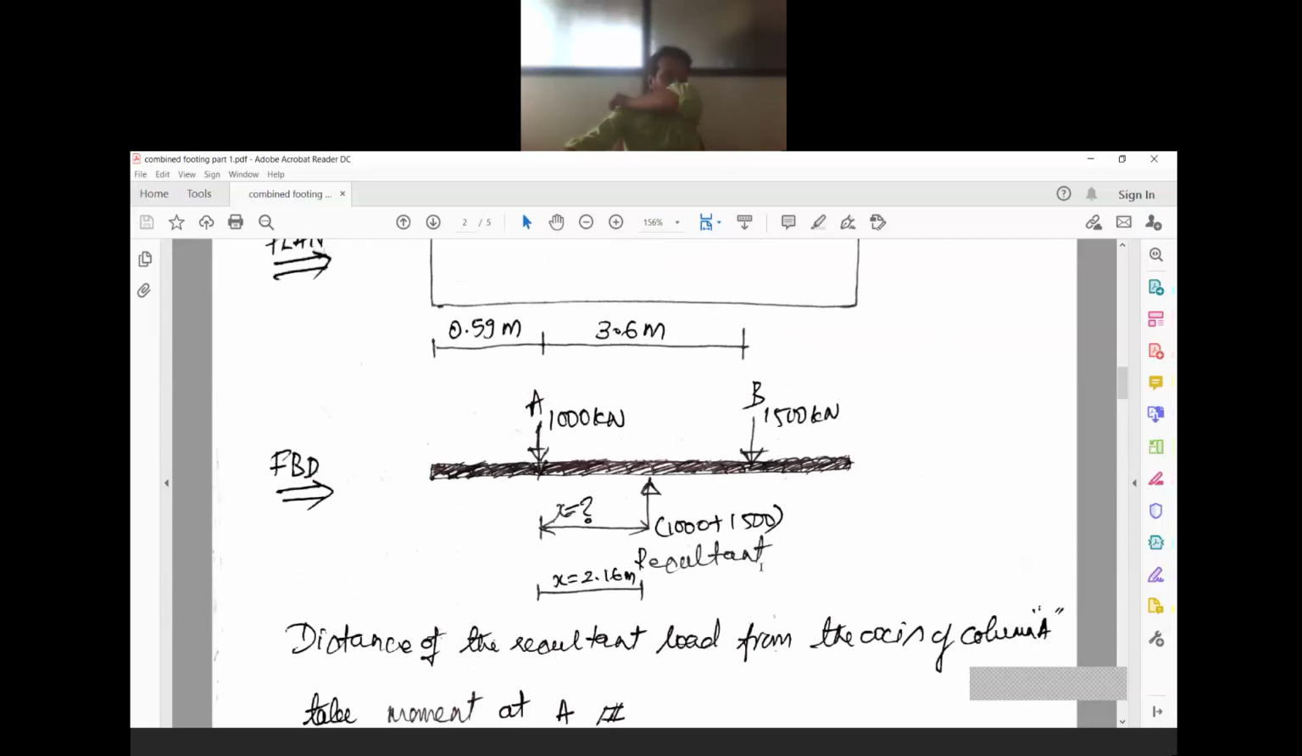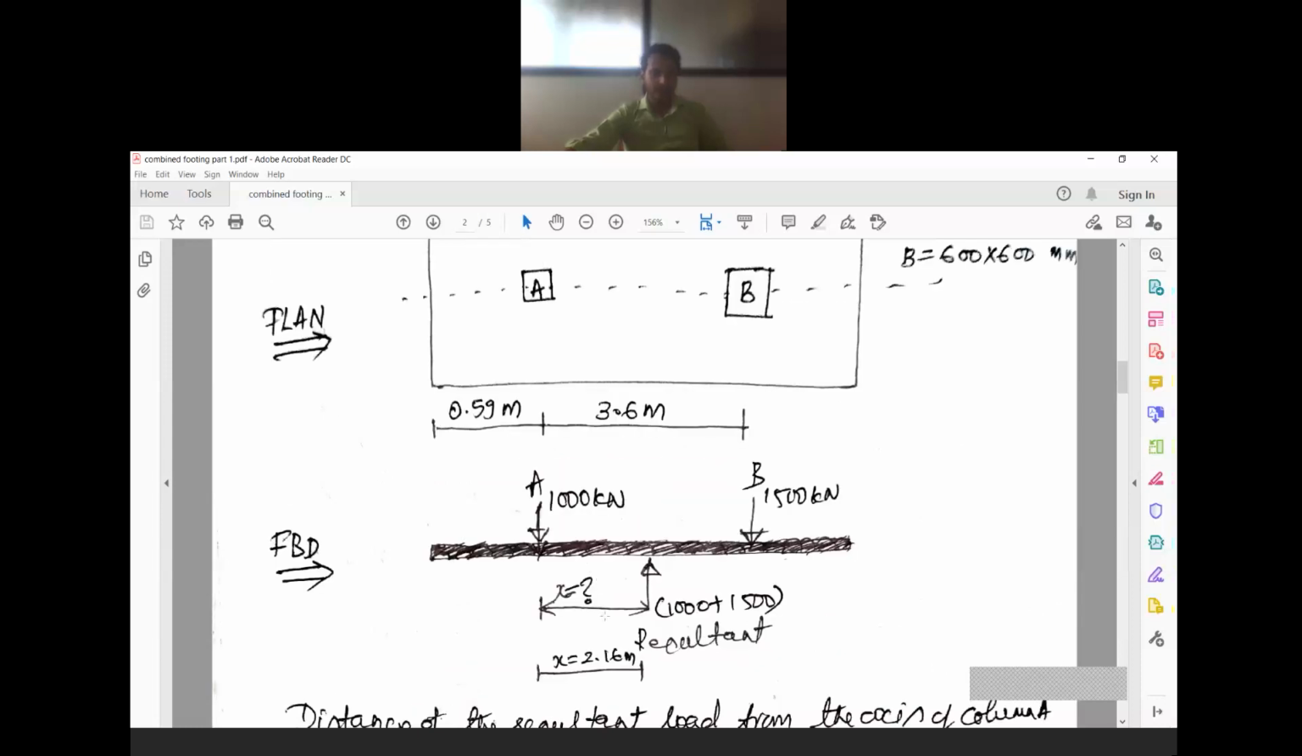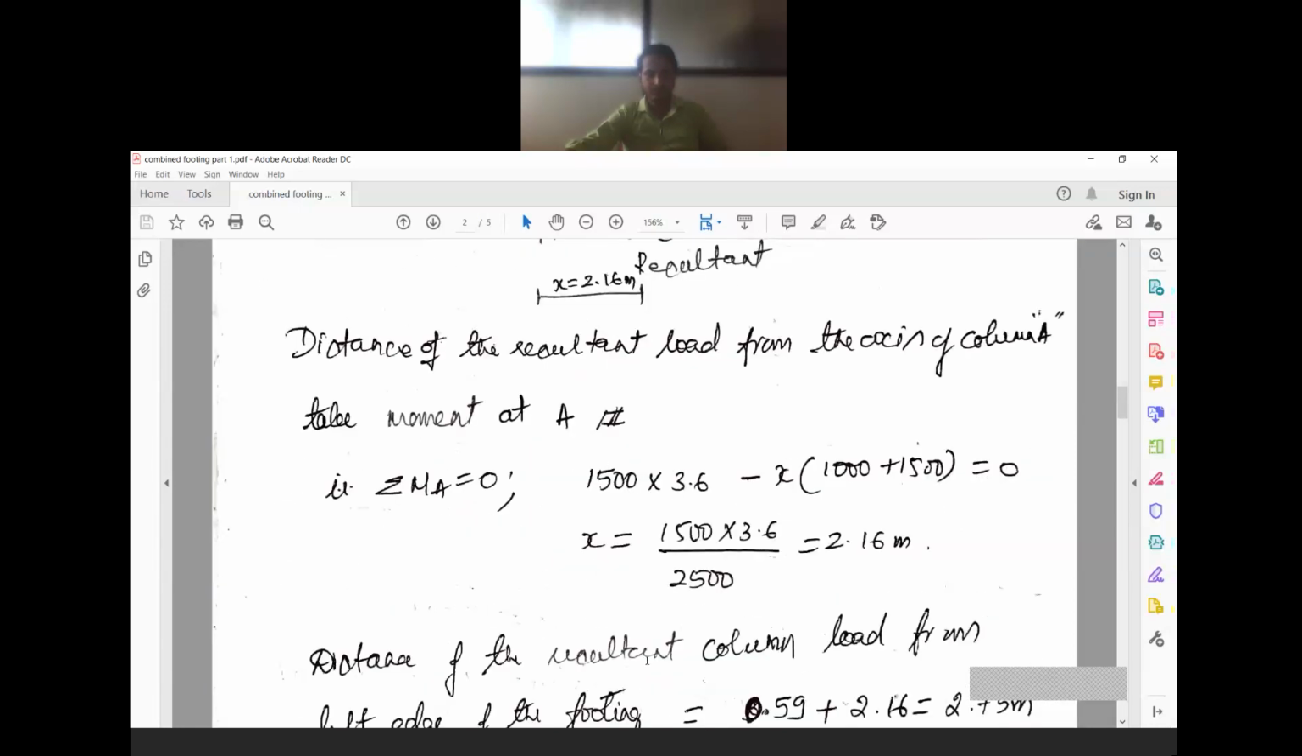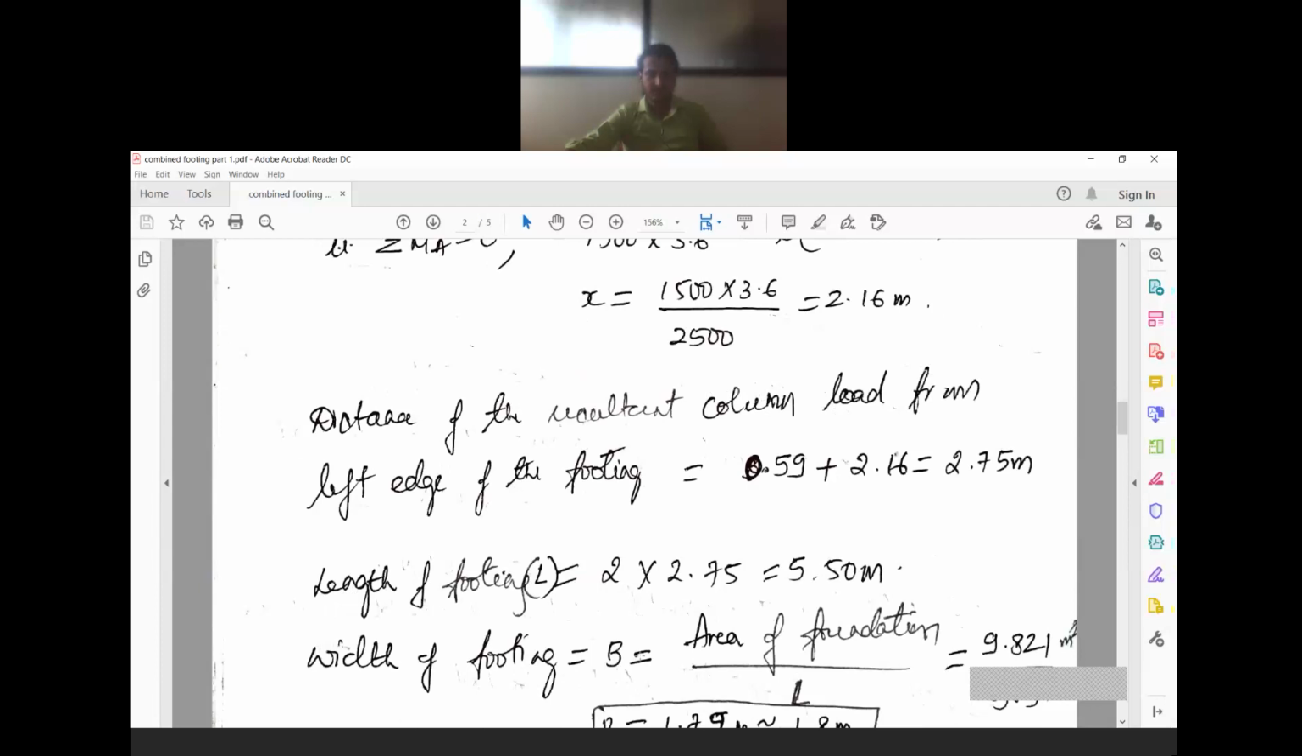Now I will substitute and get the value of x, which is 2.16 meter. I have written it again here. X is equal to 2.16 meter. See, from the edge, what is the distance of the resultant now? Where is the resultant from this edge? So 0.59 plus 2.16 you have to do. What will you get? Give me the answer if you have your calculator handy.